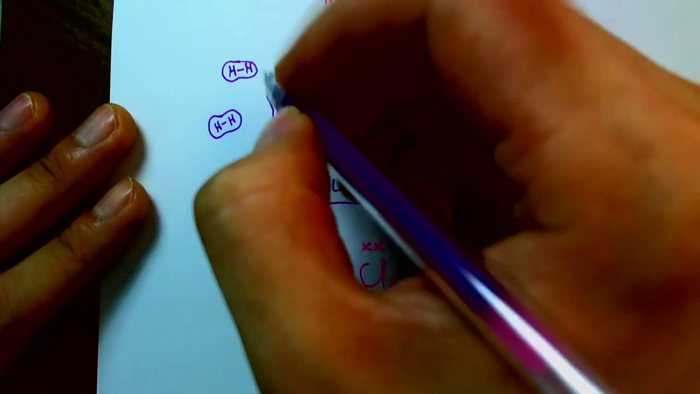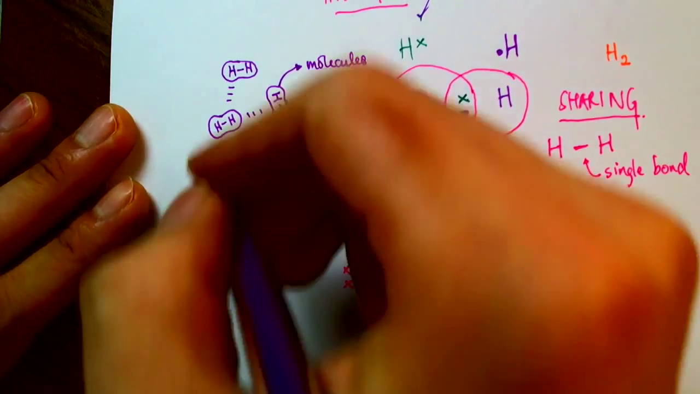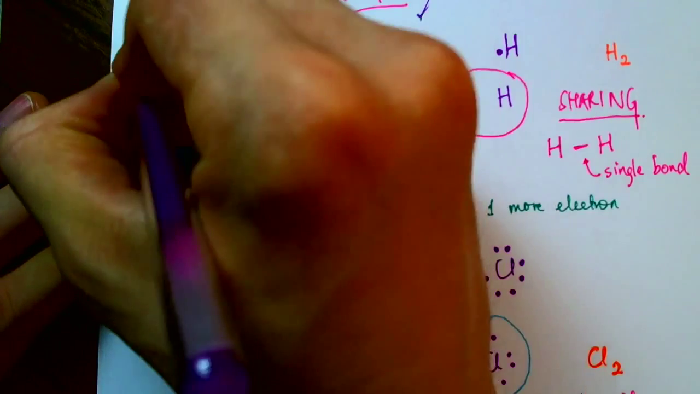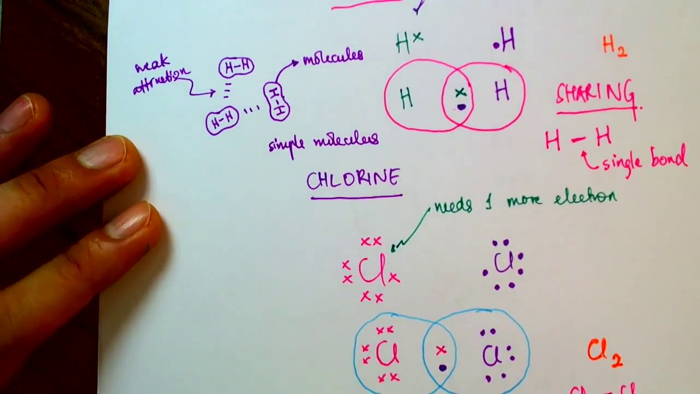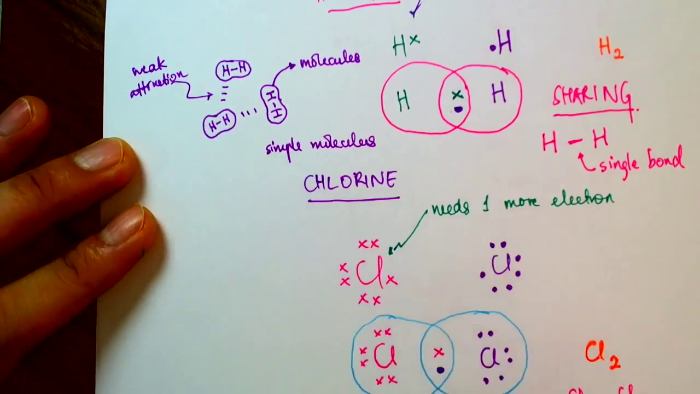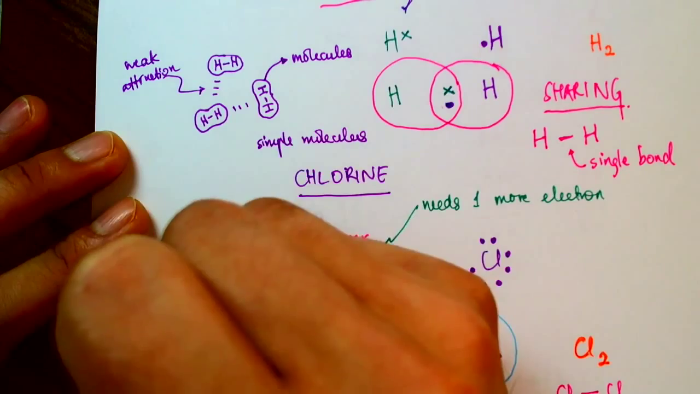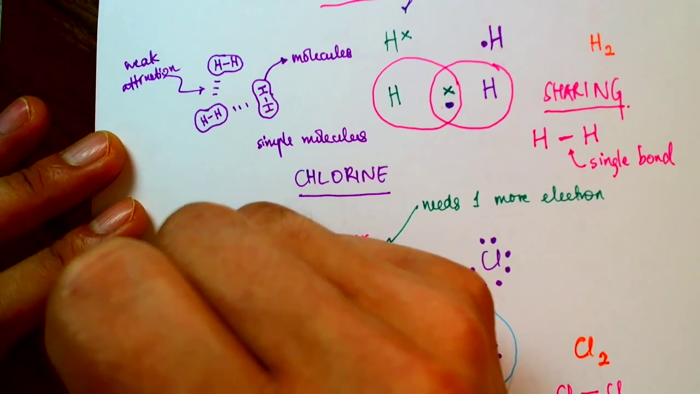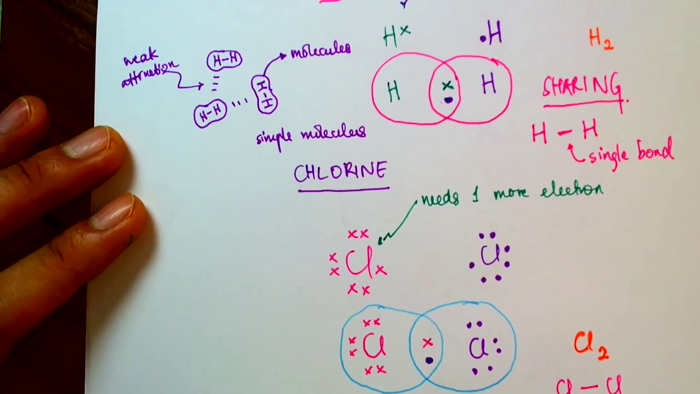And it turns out that there's also some attraction between the molecules, but this attraction is very weak. Sometimes called London forces or Van der Waals forces, but we won't go into that for now. So this weak attraction between them causes them to have a very low boiling and melting point. That's why hydrogen exists as a gas at room temperature.